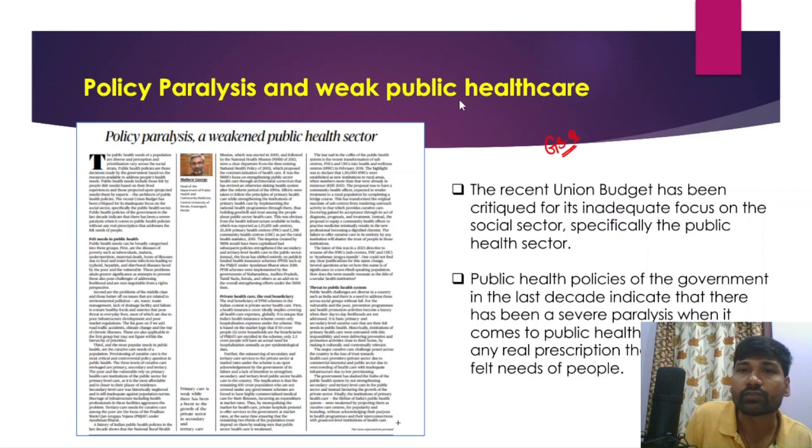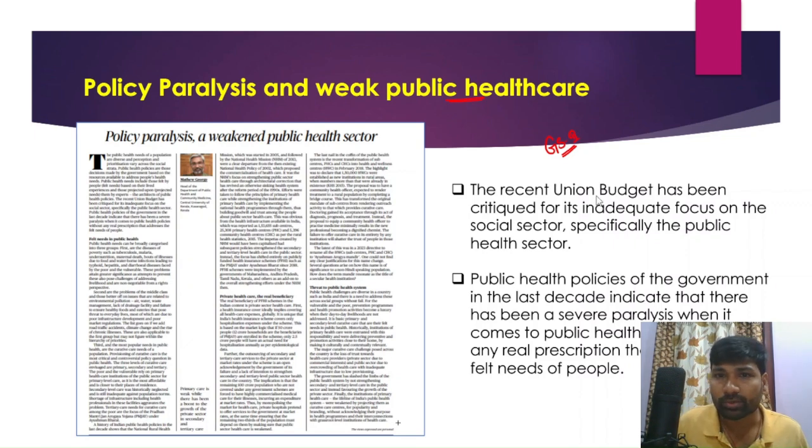Policy paralysis and even a weak public health care which exists in India, right? Public health care in any country is very important, but we do not have a strong public health care, which we experienced during the COVID-19 pandemic, and we also have a huge presence of the private healthcare sector, and that means a lot of out-of-pocket expenditure from the country's poor population, right? So in this context, we will understand all the shortcomings in the existing public health care system in India.